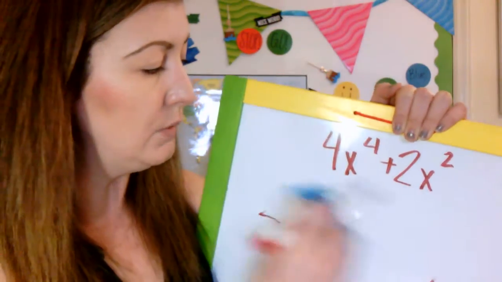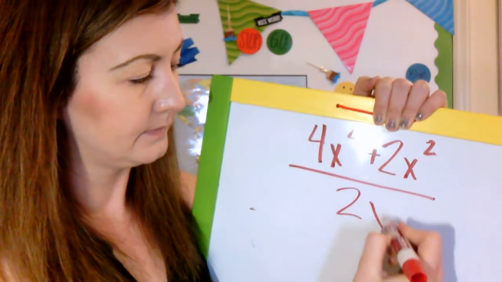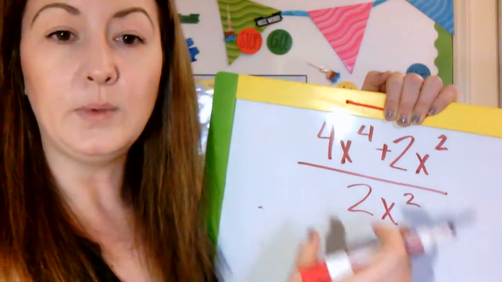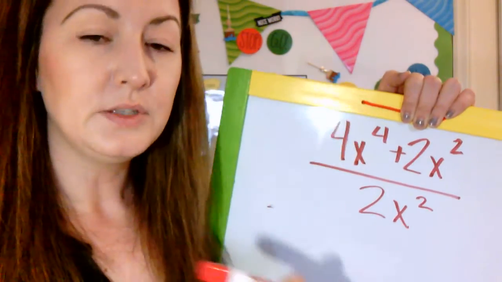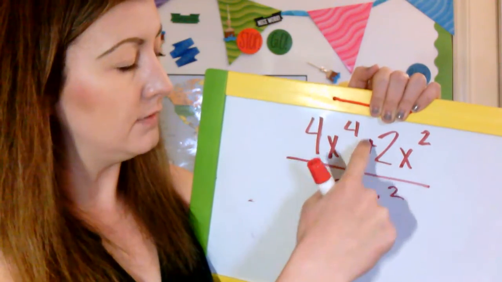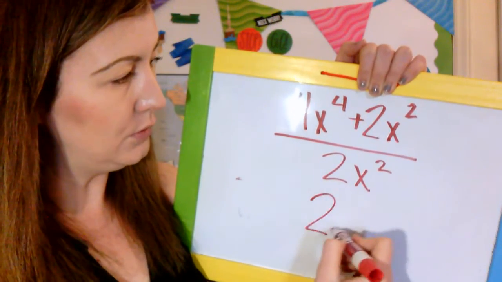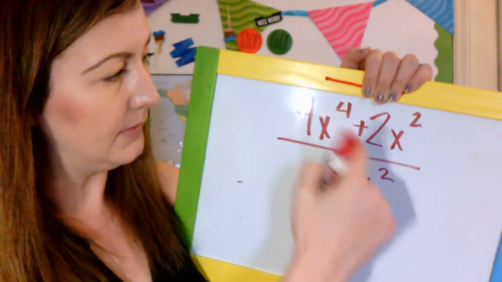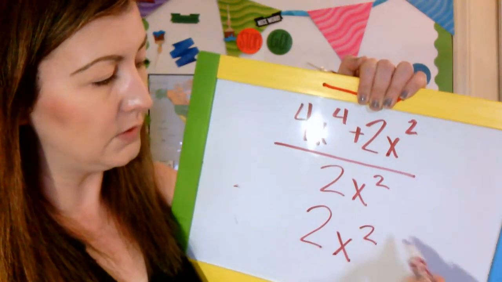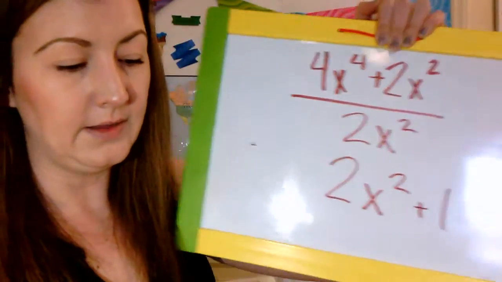What we were essentially doing was dividing. That's what we were doing. And we put that greatest common factor out front, and then we had what was left over in the parentheses. So if we were to divide, we subtracted our exponents. So 4x to the fourth divided by 2x to the second becomes 2x to the second, because we subtract our exponents. And then 2x squared divided by 2x squared is just 1. Right? See how that makes sense?